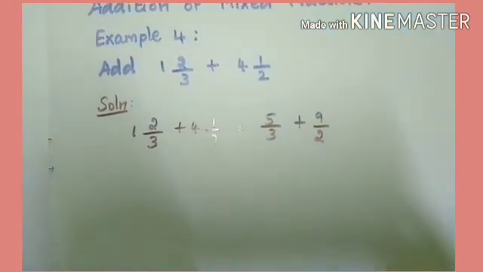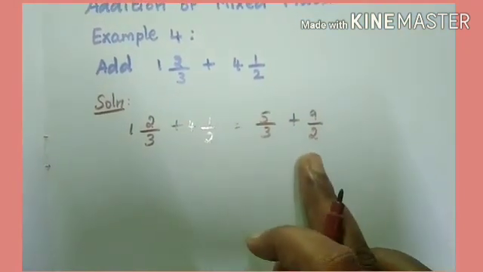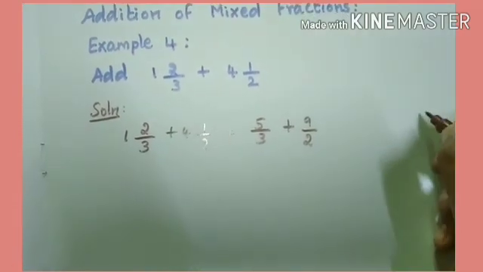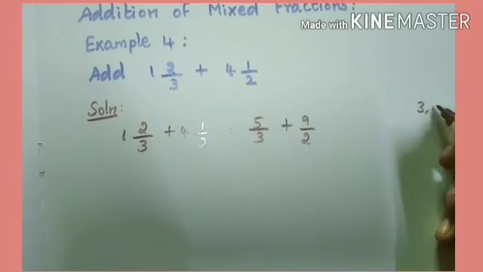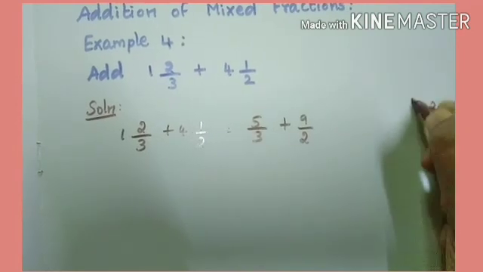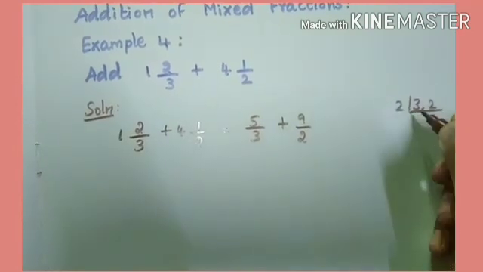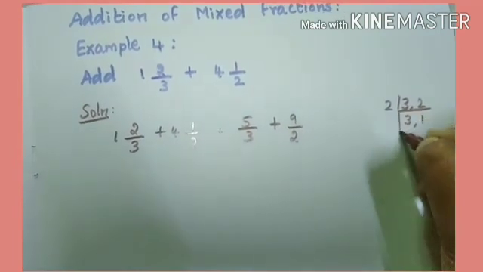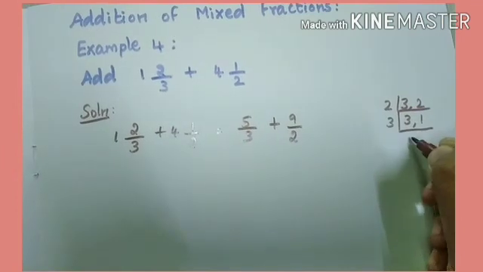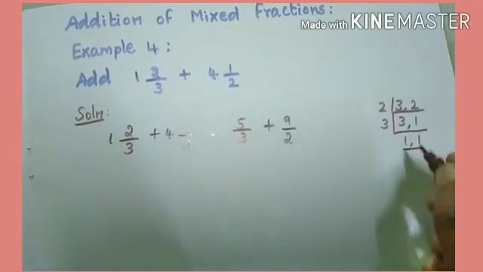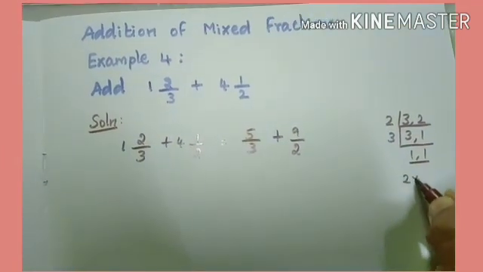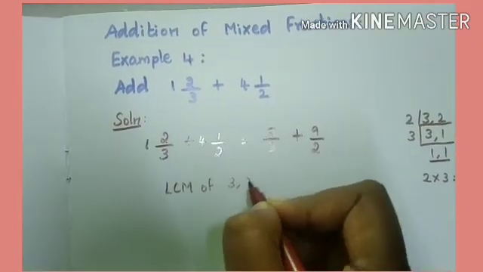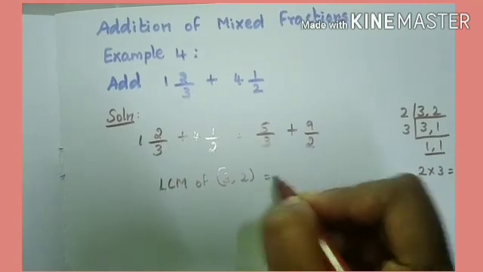Here the denominators are different. We have to find the LCM for the denominators 3 and 2. Let's find the LCM for 3 and 2. Start with the 2 table. 3 doesn't come, so write 3. 2 ones are 2. Next write 3. 3 ones are 3. Now we get the numbers 2 and 3. 2 threes are 6. LCM of 3 and 2 is 6.